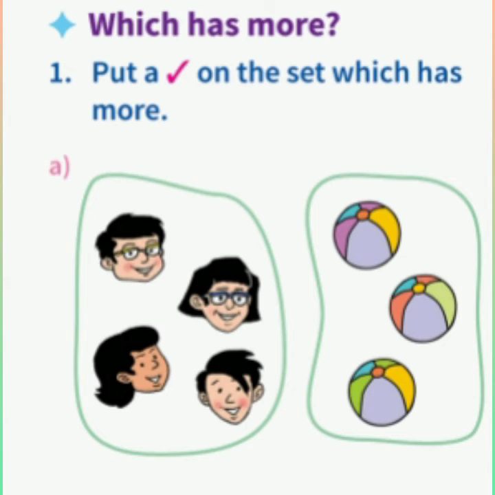Which has more? Now see in the following picture, 4 faces are there on one side, and on the other side there are 3 balls. So can you mark which are the more here? Yes, you are right. The 4 faces is the correct answer. So you have to mark there.